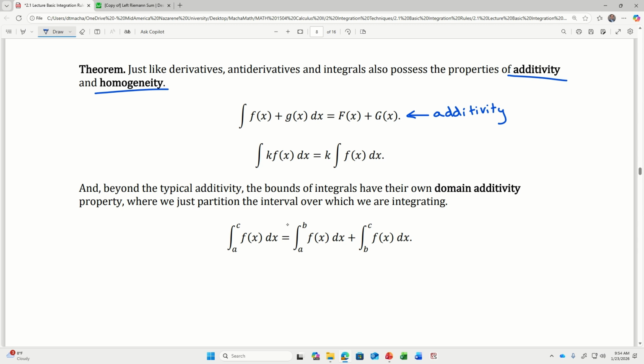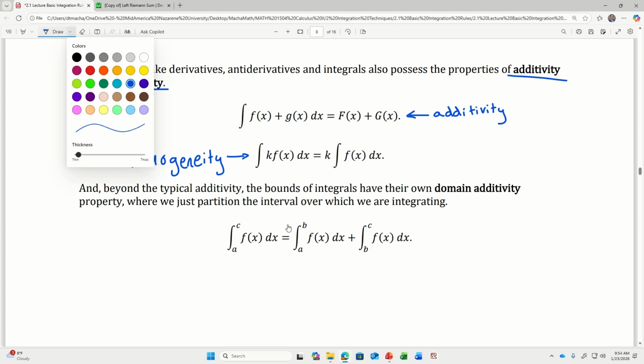Homogeneity means if I have a constant multiple of a function and I want to take its antiderivative, well then the constant multiple is just along for the ride, right? Nothing special happens to it. Just worry about the antiderivative of the function. And that's true of derivatives as well.